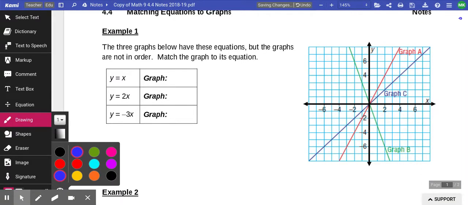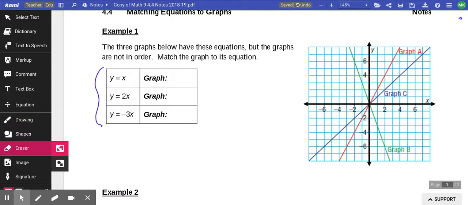Okay, we have three graphs here, 3 lines on the right-hand side. We're going to try to figure out which graph is which according to these equations over here. When you're looking at an equation, you want it to be in slope-intercept form. That means y by itself. If you look at all three of these equations, they're all in slope-intercept form, meaning y is by itself.